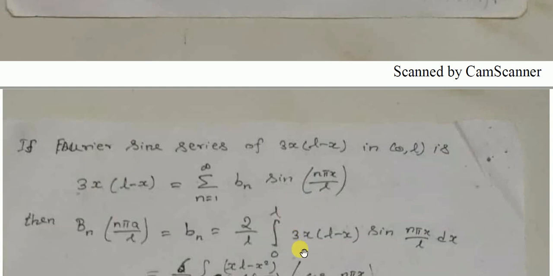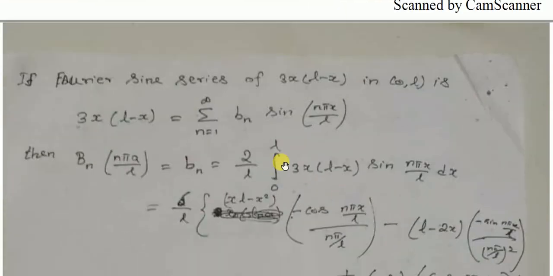This is the function which is there in the left hand side, f of x sin n pi x by L dx. This is the formula from the Fourier series. This L is the length of the string. So according to the length of the string given, L is given, we should substitute that value here. In this problem, the length of the string is L.